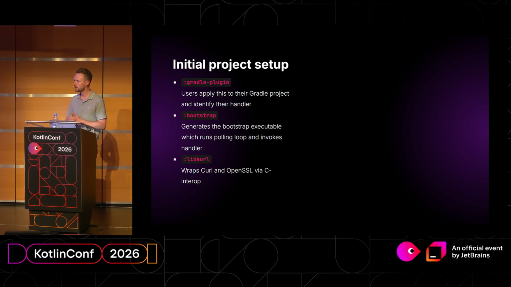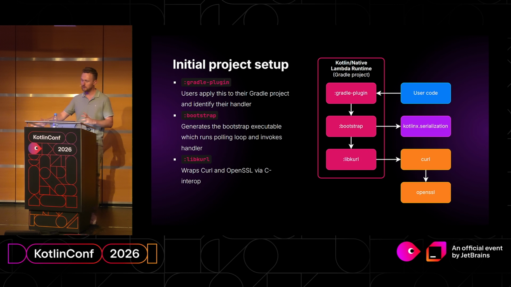And I decided to go with two of the most popular options here for HTTP, that is curl and then OpenSSL for handling TLS. And because it's Kotlin native, I will be invoking them via C-interop. So this is kind of a layout of the project. You can see that the user code ideally only depends on that Gradle plugin. The Bootstrap has a dependency on Kotlinx serialization for handling the JSON conversion to our business types. And then libcurl depends on the curl and the OpenSSL libraries.